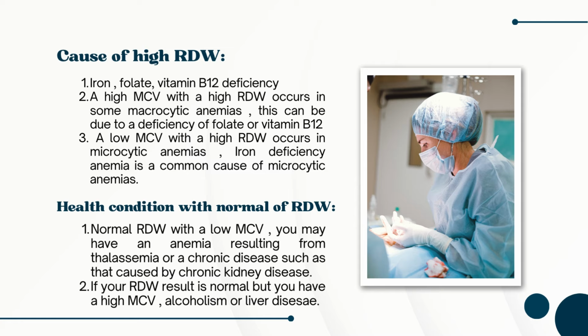Health condition with normal RDW. Number 1. Normal RDW with a low MCV. You may have an anemia resulting from thalassemia or a chronic disease such as that caused by chronic kidney disease. Number 2. If your RDW result is normal but you have a high MCV, alcoholism or liver disease.